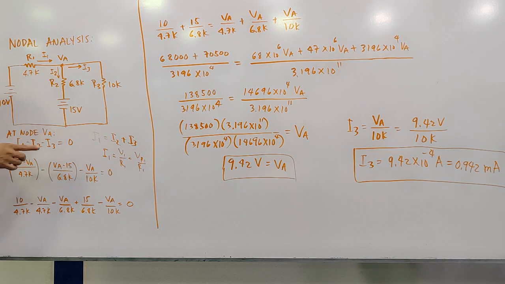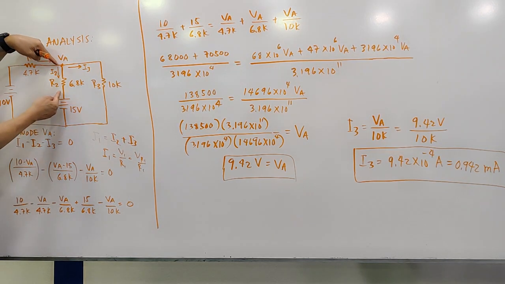Also, now, let's go to minus I2, which is this one. Why did it become VA minus 15 over 6.8? Same thing. This is VR2 over R2. Where is VR2? This is VR2, or the voltage across R2.